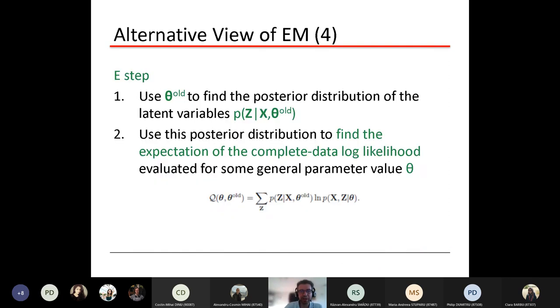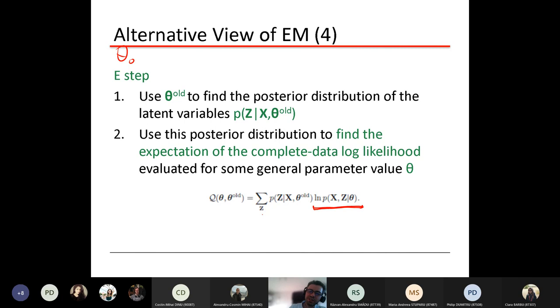So this is a general view of expectation maximization. We start with some parameters theta zero. In the expectation step, we start with theta old, at the beginning theta zero, in order to find the posterior distribution. The posterior distribution in our case was the responsibility of Z, P of Z given X and theta old. Now we compute the expectation of the complete data log likelihood. You have the complete data log likelihood, and we multiply it with this expected value. We don't know the value Z, therefore we marginalize Z out of this expectation.